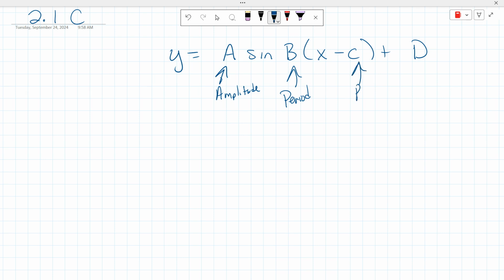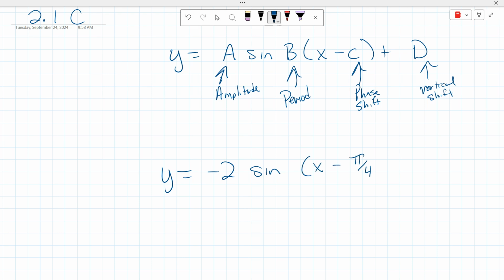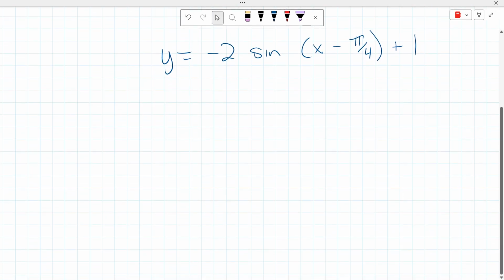C is the phase shift. That's a slide left and right. And D is the vertical shift, up or down. Y equals -2 sine of x minus pi over 4 plus 1.